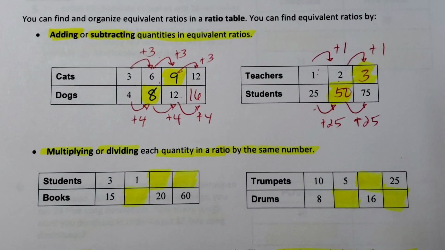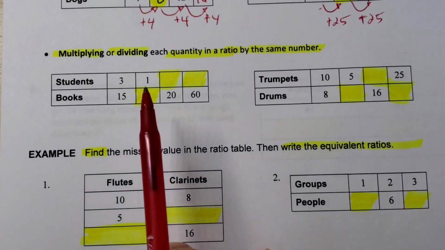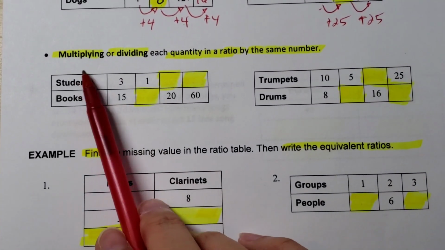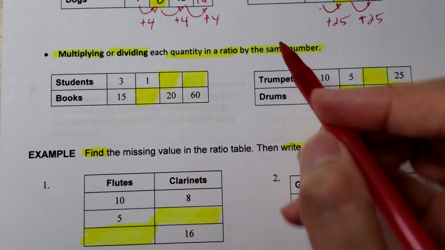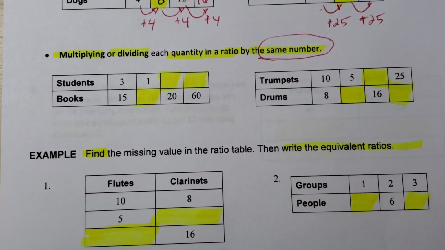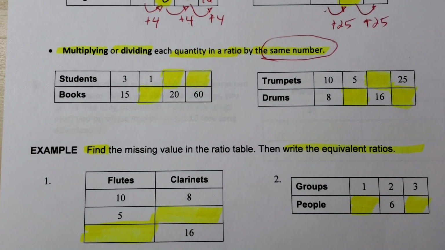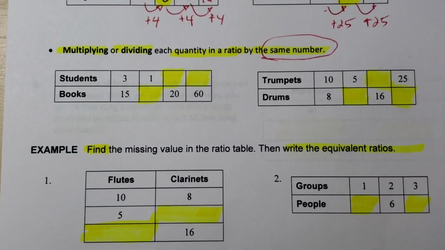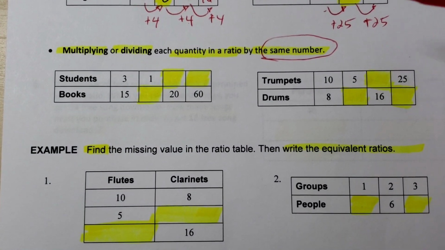Don't forget that. The second one, I usually use more often: multiply or divide each quantity by the same number. Remember from our previous topic on writing equivalent ratios, where we said two ratios are equivalent when we multiply or divide the ratios by the same number.